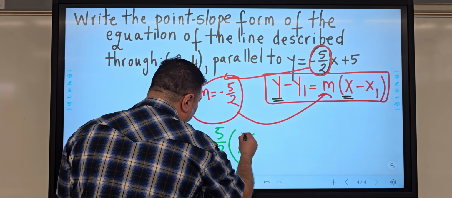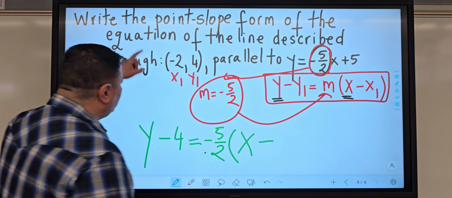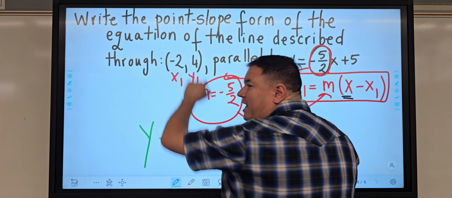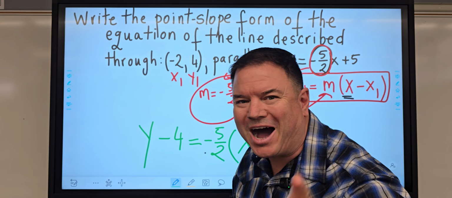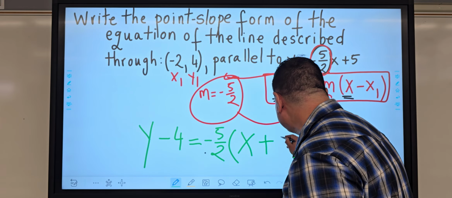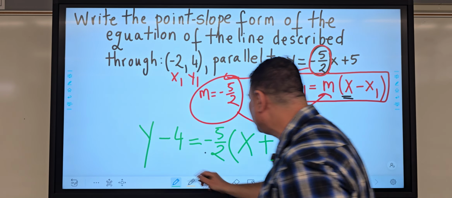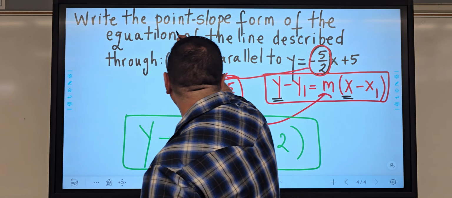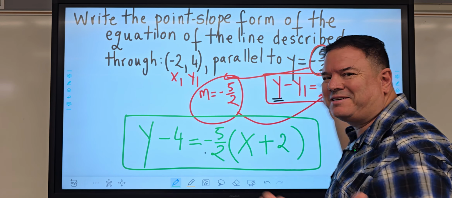We keep the x, remember? And minus x1, which is negative 2. But remember, negative times a negative becomes a positive. So that becomes plus 2. And now we are done. This is our final answer. Point-slope form. That's it.